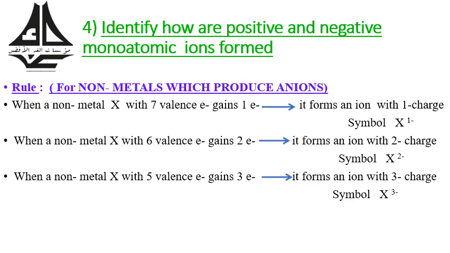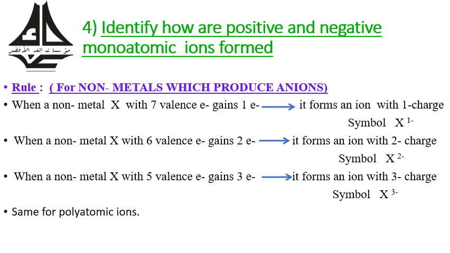When a non-metal X with 5 valence electrons gains 3 electrons, it forms an ion with 3- charge, symbol X3-, like P3-, N3-. And examples for X1- are Cl-, Br-, F-, I-. And of course, same for polyatomic ions.